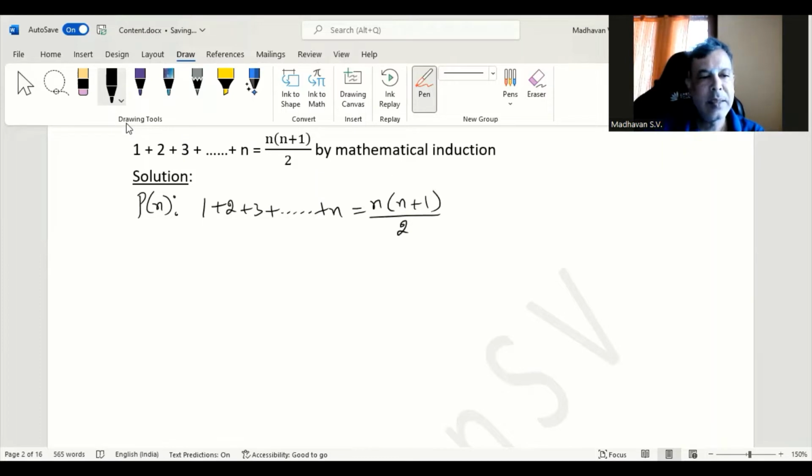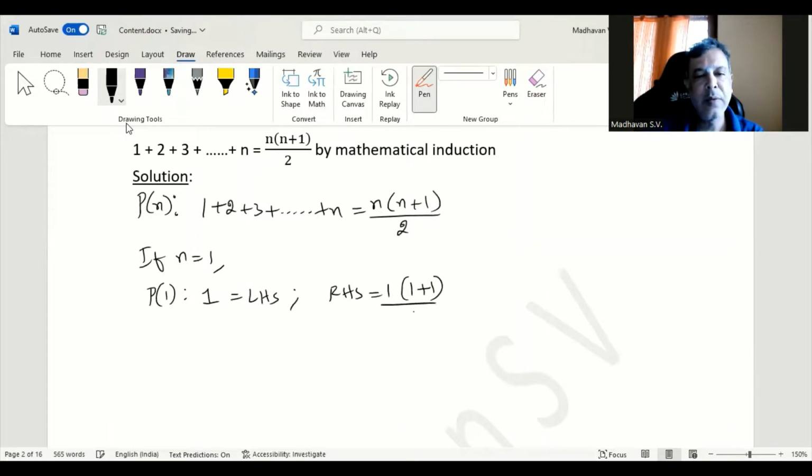Now let us consider n equal to 1. If n is equal to 1, then what will happen? It will be P of 1. In the left-hand side of the statement, it will be just 1 because n is taking the value 1. So that is your LHS. And then the RHS, that is the right-hand side, will be 1 into 1 plus 1 divided by 2, which is equal to 1 only. Therefore, P of 1 is true.